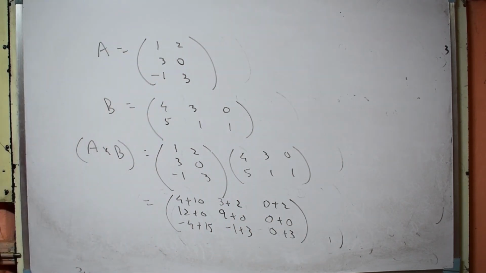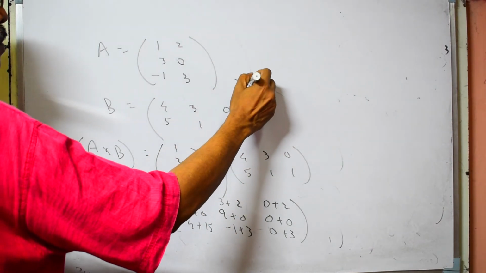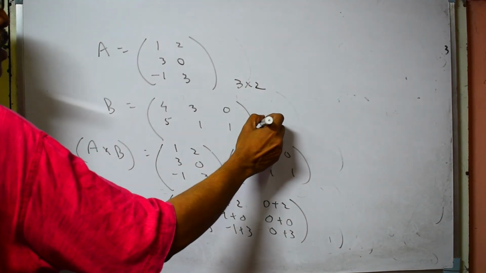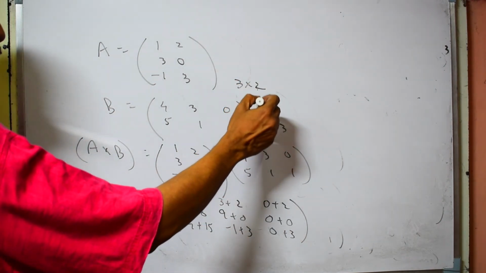So what you are finding is that A is 3 rows, 2 columns, and B is 2 rows, 3 columns. But when we have multiplied, the result is 3 rows, 3 columns. Very noticeable point: 3 rows, 2 columns, and 2 rows, 3 columns. Yes, we are multiplying because these two are the same.